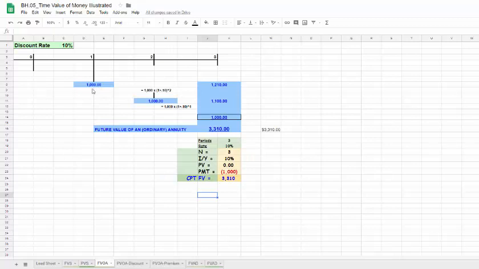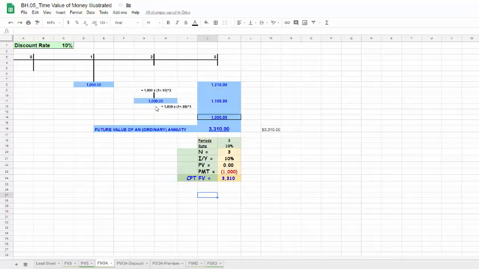So the first payment that you receive comes 1 year from today, the second payment 2 years from today, and the third payment comes exactly on the anniversary of the 3rd year and will earn no interest. So the first payment will earn 2 periods of interest. So you'll take the $1,000 times 1.1 squared to get $1,210.